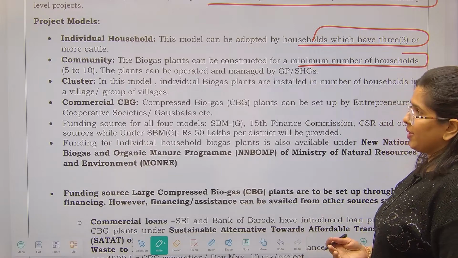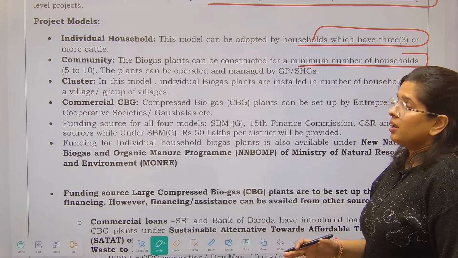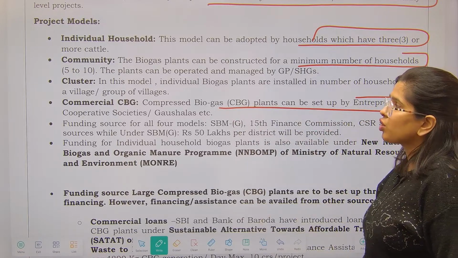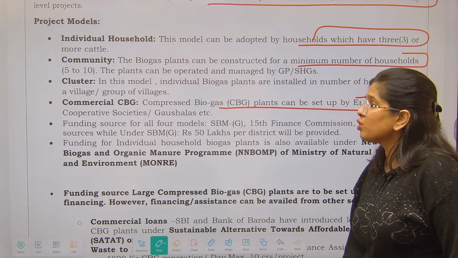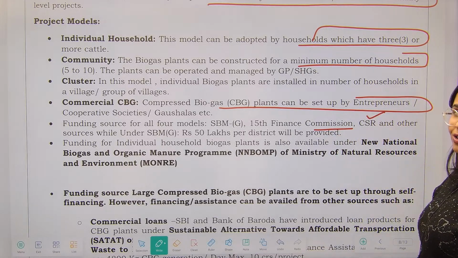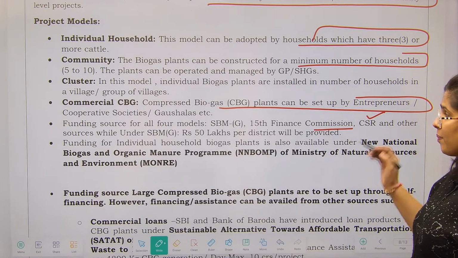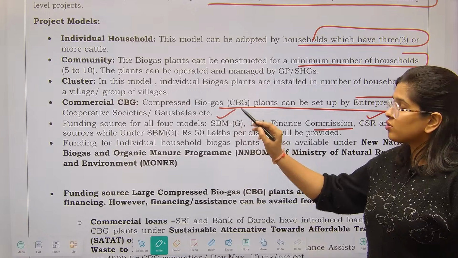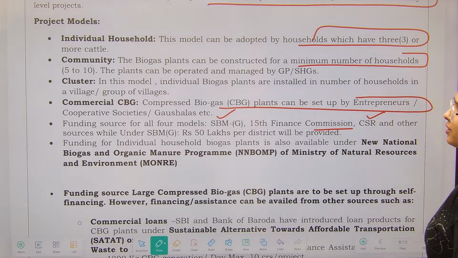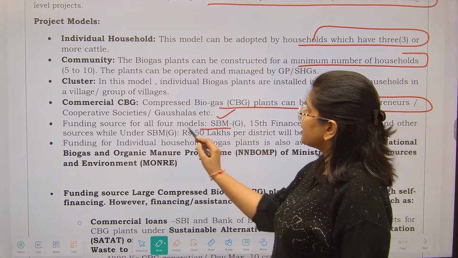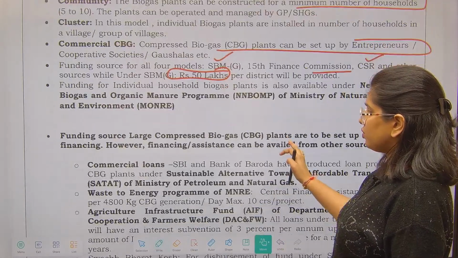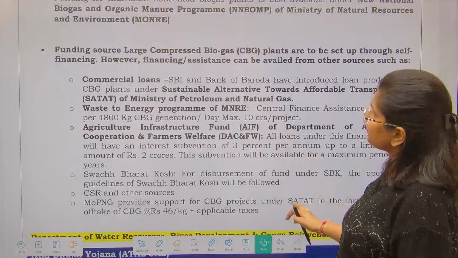Now this is a community based model. Commercial plants, compressed biogas plants, they can be set up by the entrepreneurs, gaushalas, etc. Funding source for all the four models: 15th Finance Commission, corporate social responsibility. From here, the funding would be received. Swachh Bharat Mission is going to provide the funding, and then there are other sources as well. 50 lakhs per district would be provided, right? So only this much that you need to remember over here.